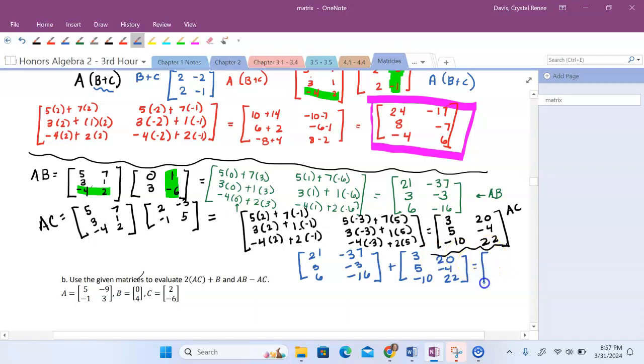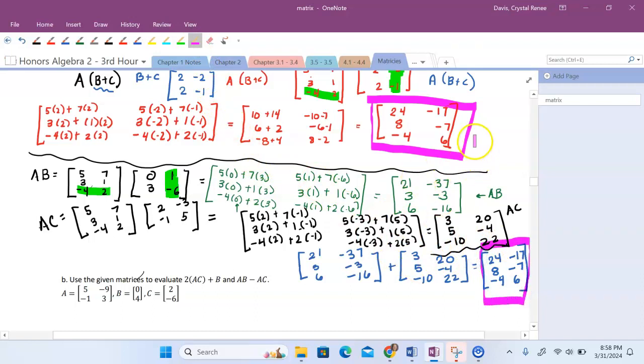Okay, that's going to equal, well, 21 plus 3 is 24. 3 plus 5 is 8. 6 minus 10 is -4. -37 plus 20 is -17. -3 plus -4 is -7. And then -16 plus 22 would be a +6. Okay, so this here would be our final answer.